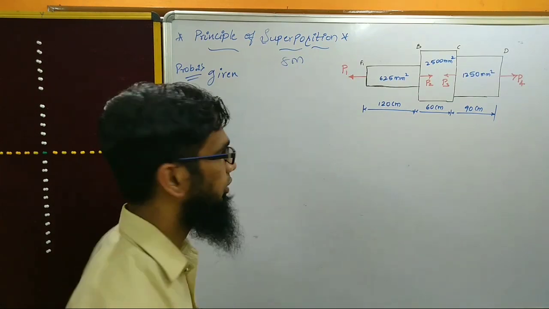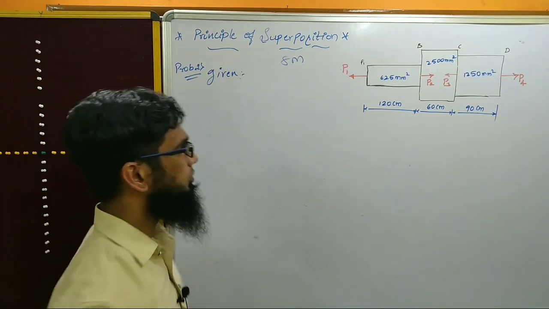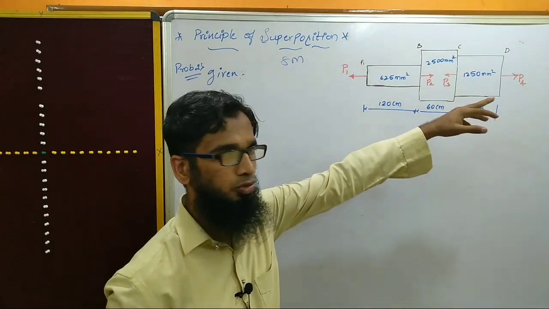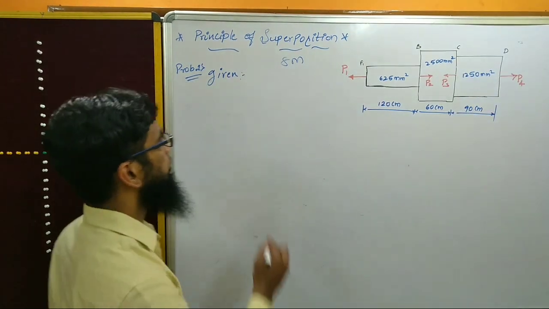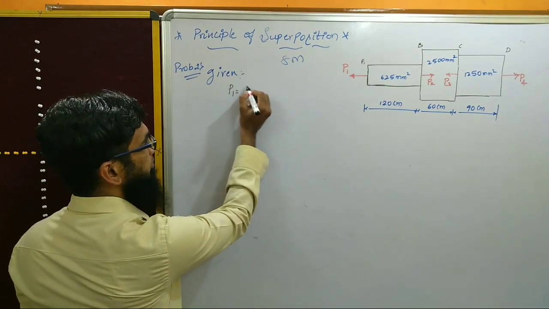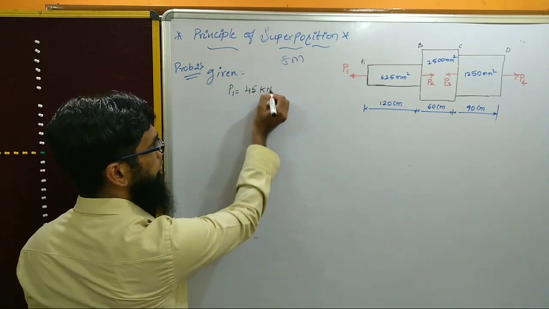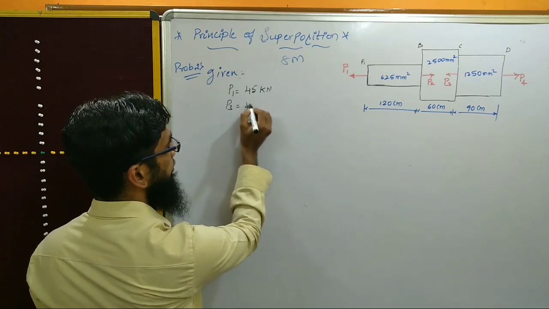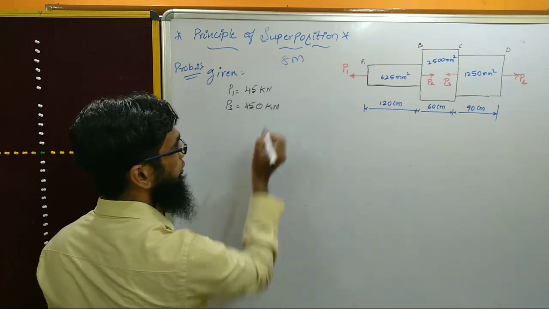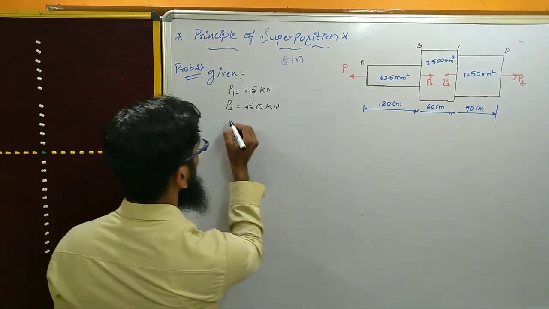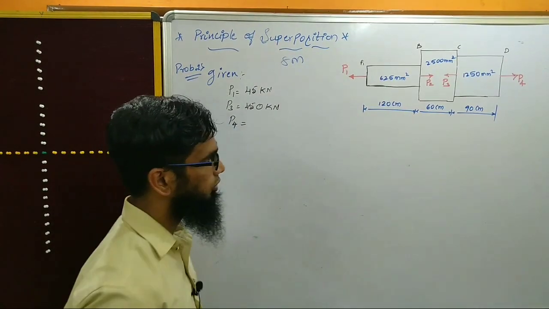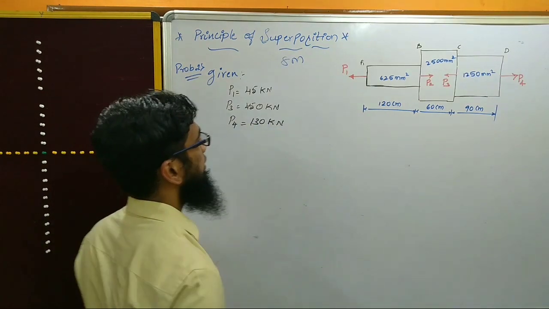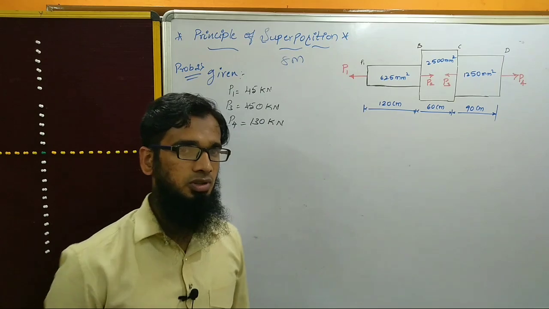We just go to that one. So he has given P1 at point A, and P2, P3, P4. These are the different point loads. He has given P1 as 45 kilonewton in the problem. Next, P3 is 450 kilonewton. Again, I am taking P4 equal to 130 kilonewton. These are the loads given in the problem.